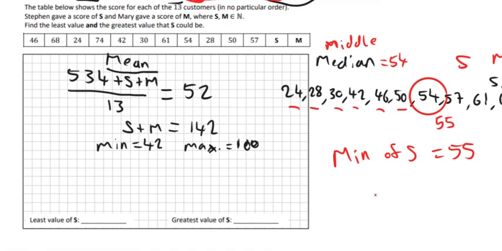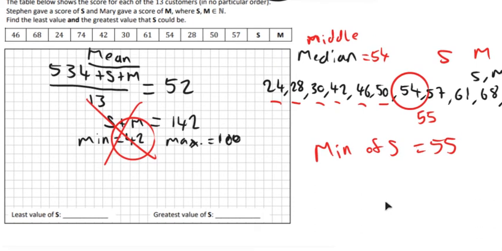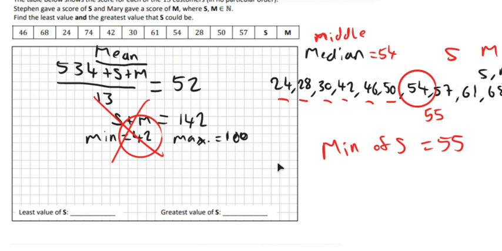For the mean to work, the lowest it could have been was 42, but that means that's gone then, because if it was 42 or anything less than 55, then that would have changed the median. So it needs to satisfy both of them. So 55 or more would satisfy the mean to be that and the median to be that. The mean to be 52 and the median to be 54. So we know the minimum of S has to be 55. So let's go back up to what we kind of figured out in the mean part. We know that this S plus M is 142.